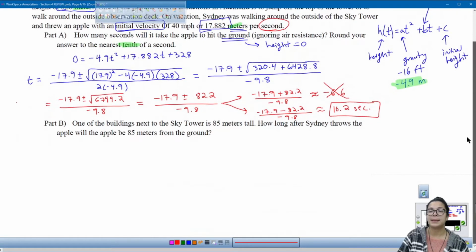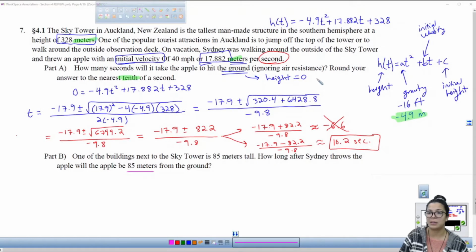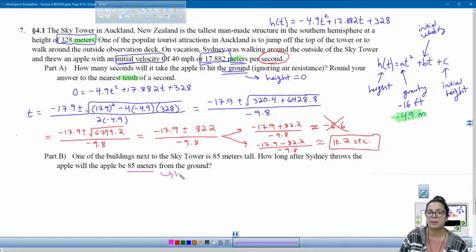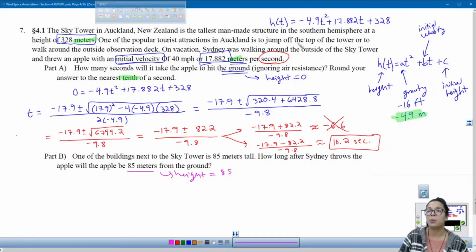All right. So now we're going to do part B. Part B is basically the same question, but just a different height. Here they're asking how long will it take to reach a height of 85 meters. Instead of the height h of t being 0, because 0 is the height at the ground, here we want the height to equal 85, and we're trying to find what time t equals a height of 85.